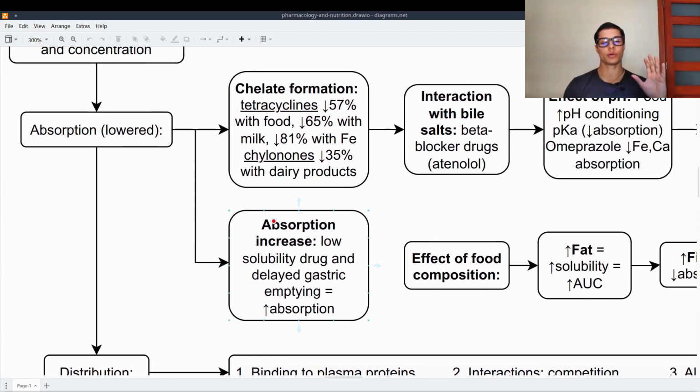There is also a case in which we can increase absorption, and this is with a low solubility drug and delayed gastric emptying. This will increase absorption, because a low solubility drug is easier to dissolve, and the delayed gastric emptying will make sure that we have more time in contact with the enterocytes to make sure the absorption will increase.